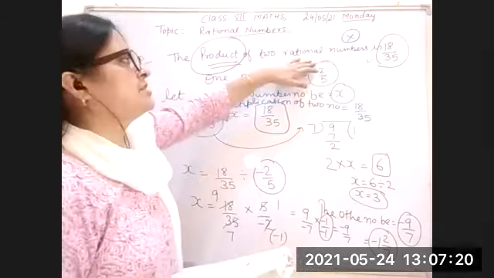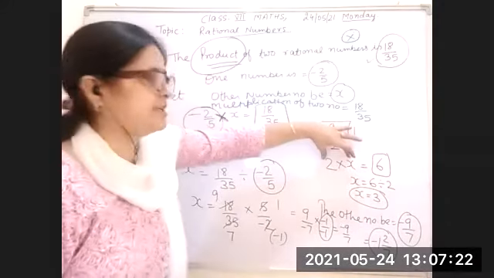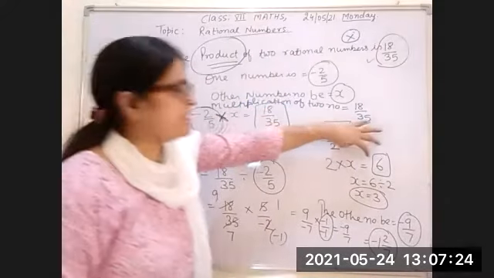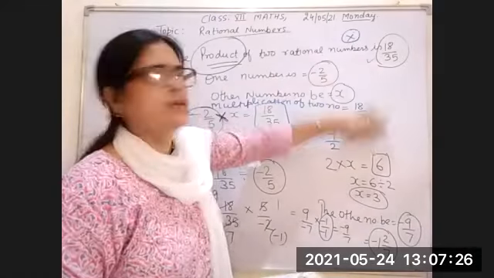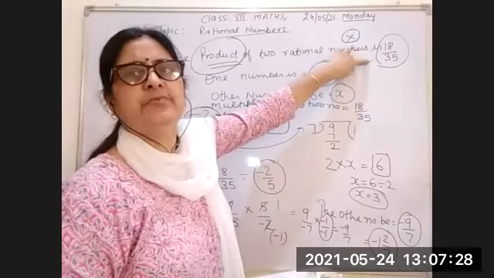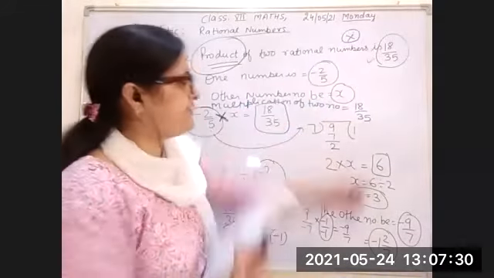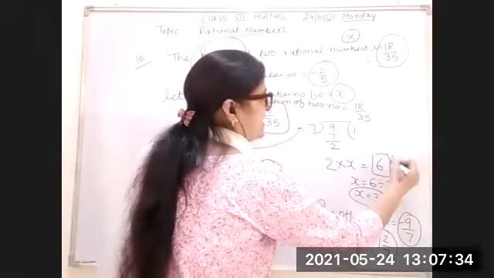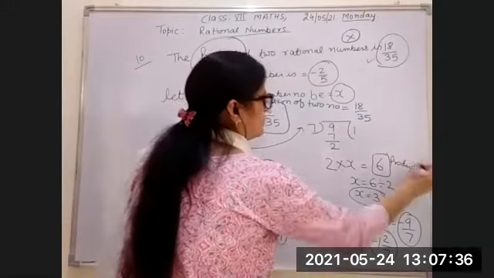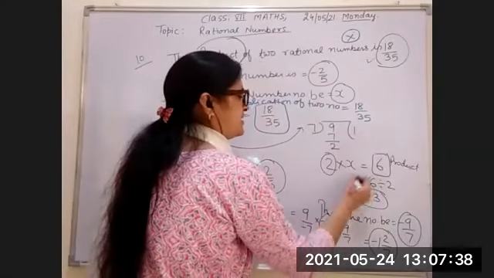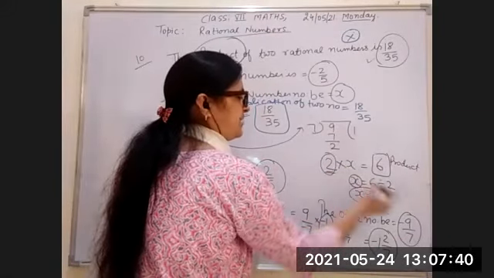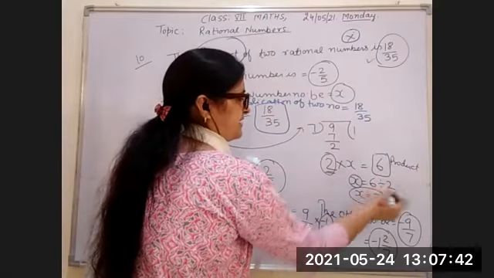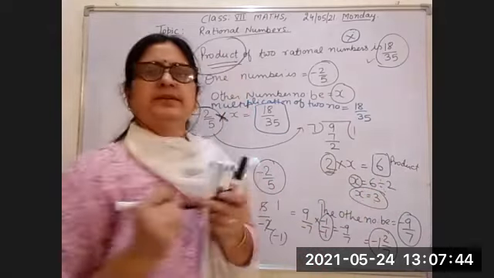Again, I am repeating this question because in this question you have been given the product of two rational numbers. The product, meaning multiplication, is given here. You have been given 18/35 in the question. Let me explain with the example: you have been given the product 6 and one number is given as 2. How will you get the other number? By dividing by 2. 6 divided by 2, you will get the result 3.